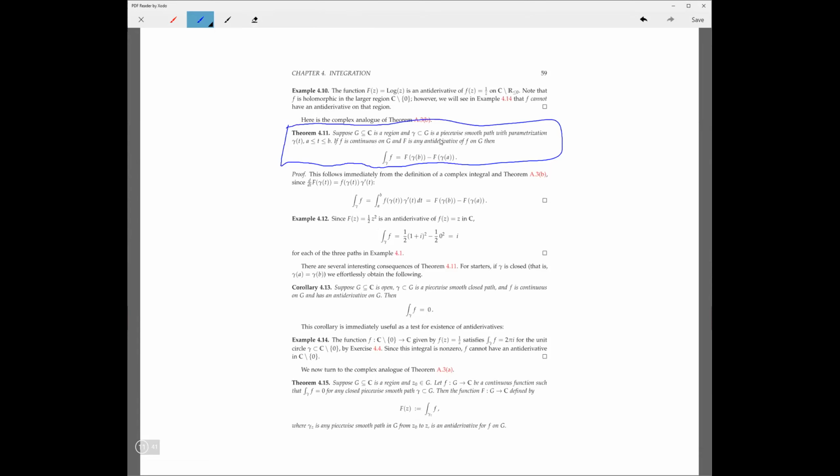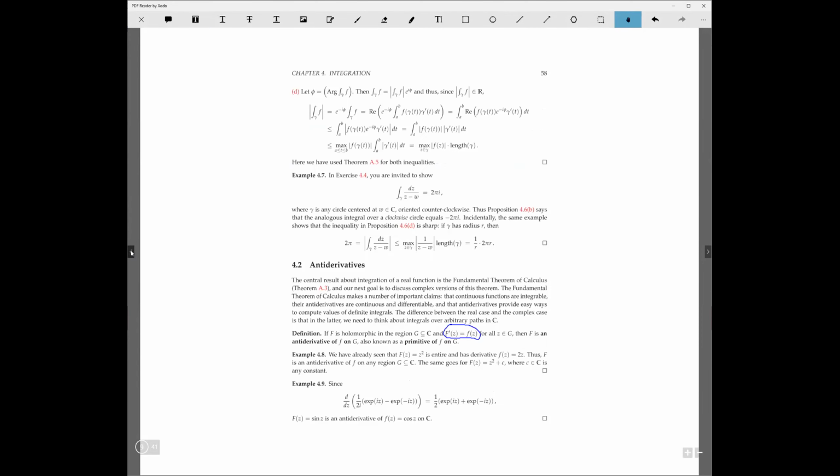Okay, so it's saying that if f is continuous and you have an antiderivative capital F, then the integral along the path is equal to the antiderivative evaluated at the end of the path minus the antiderivative evaluated at the beginning of the path. So this is really just like what you've seen in calculus. Very, very familiar with what you've seen in calculus. Okay. And let me show you how this works.